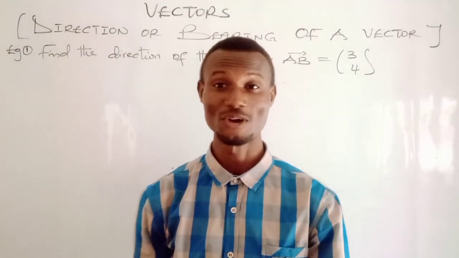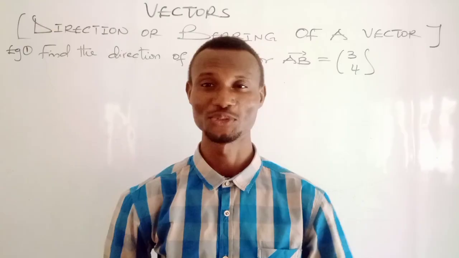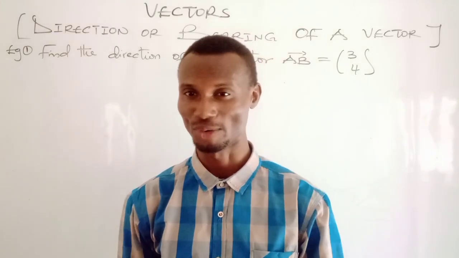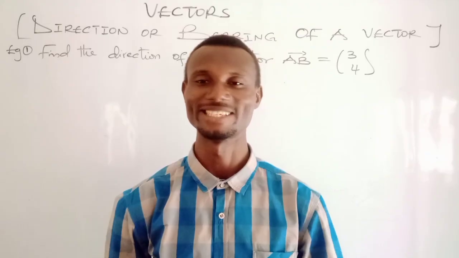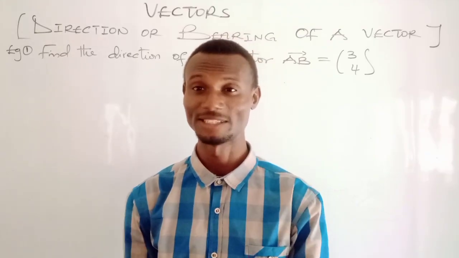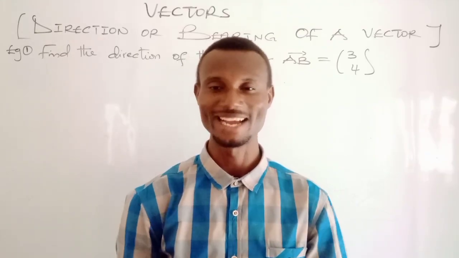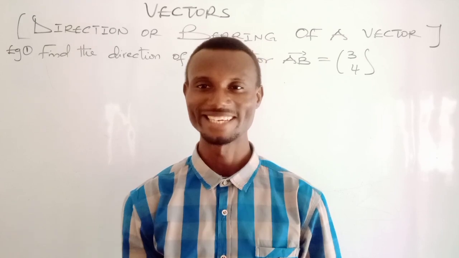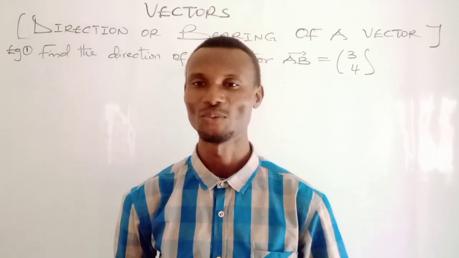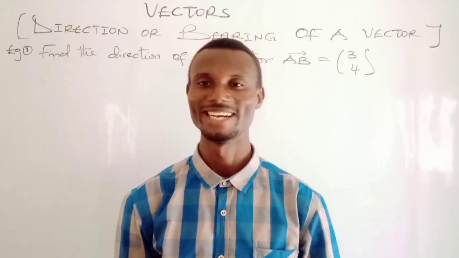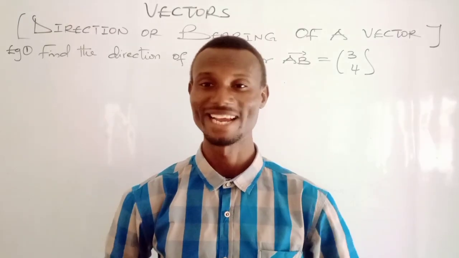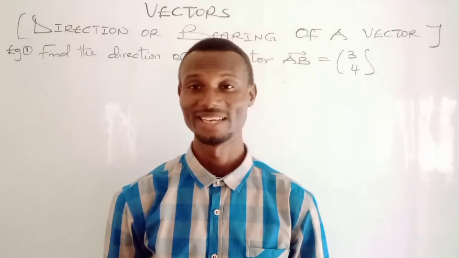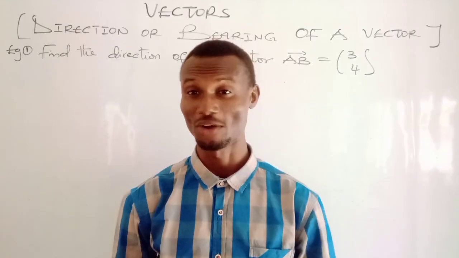But before we proceed and solve the example on the board, I'm going to do a brief explanation on the direction or bearing of a vector, so that when you gain the understanding, we can proceed and solve example one together. So let's start with the direction of a vector.